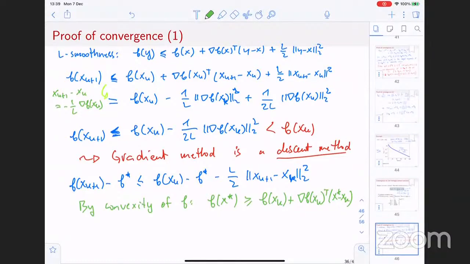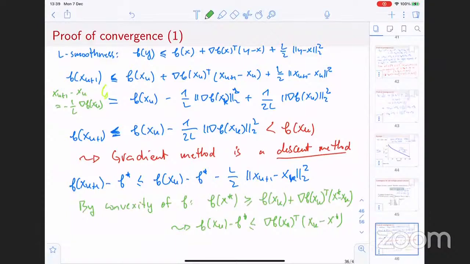And so, if I rewrite this, it implies that f at xk minus f star is less than the gradient of f at xk transpose times xk minus x star.